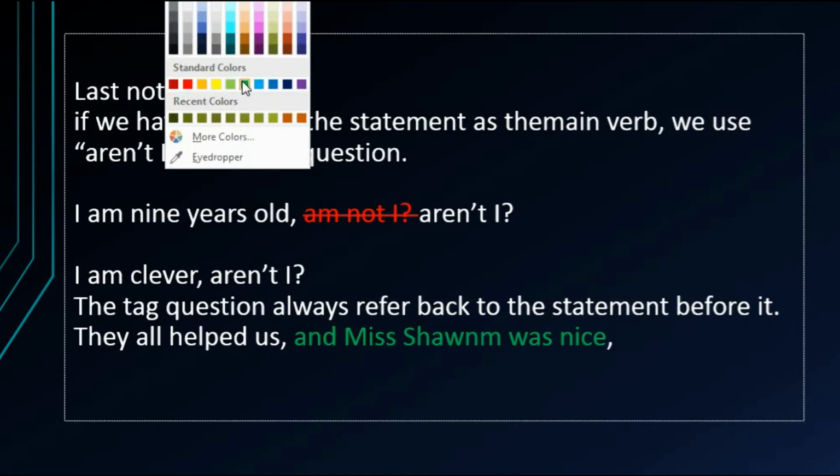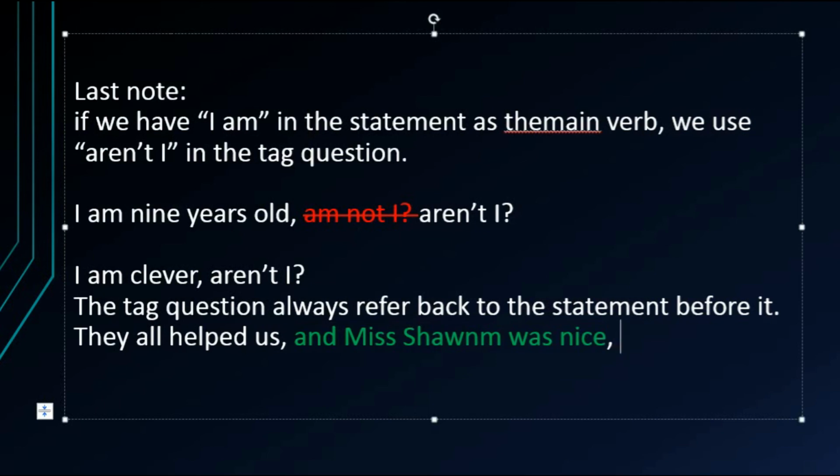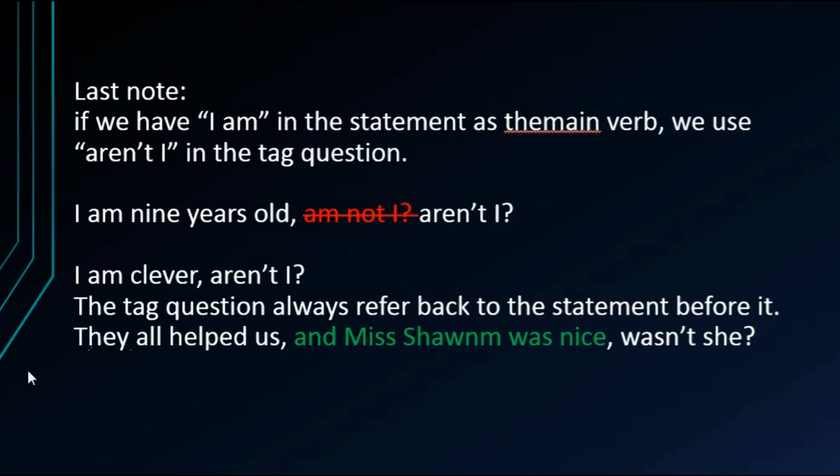I should use this one because it's the statement right before it. So I'm going to say, and Miss Shonem was nice. So was is my helping verb, because this is positive, this is going to be negative, and Shonem is a girl, and my question, right? So wasn't she? I cannot say didn't they? It's going to be wrong because it should refer back to my last sentence right before it, okay? And you should remember these two notes because they are kind of important, okay?